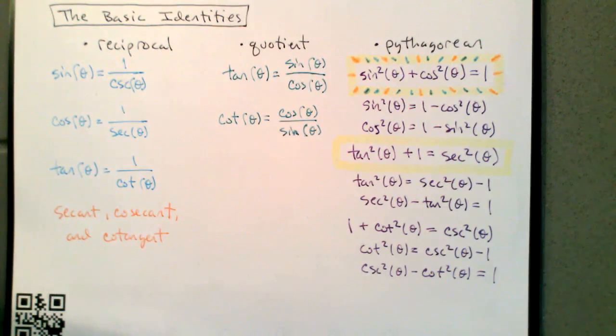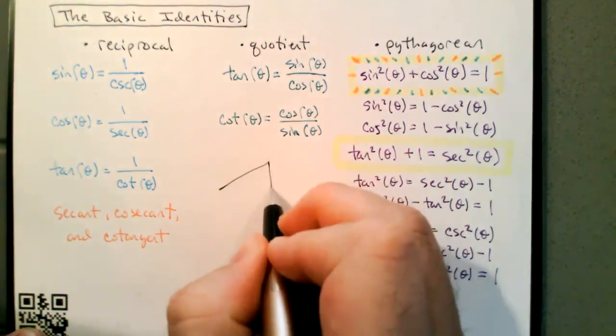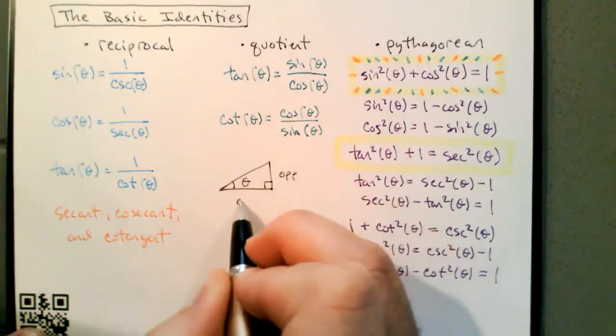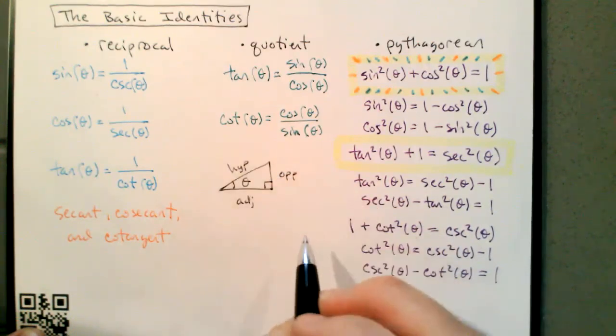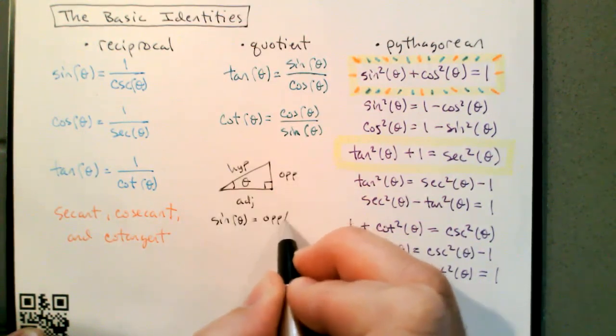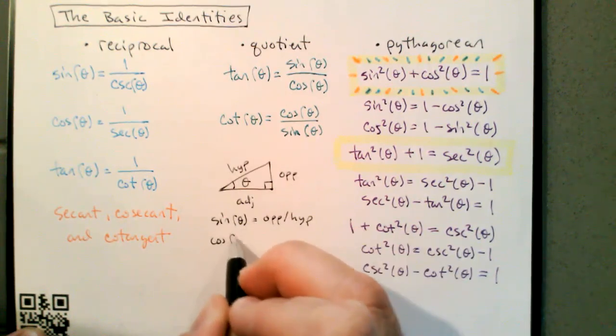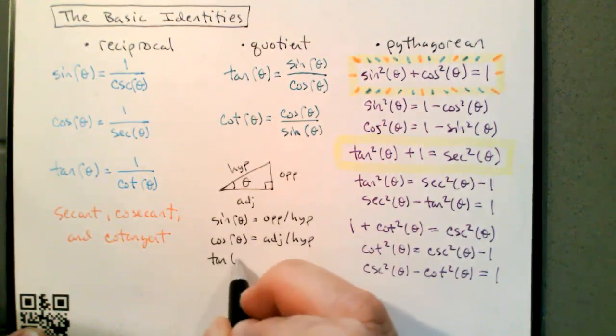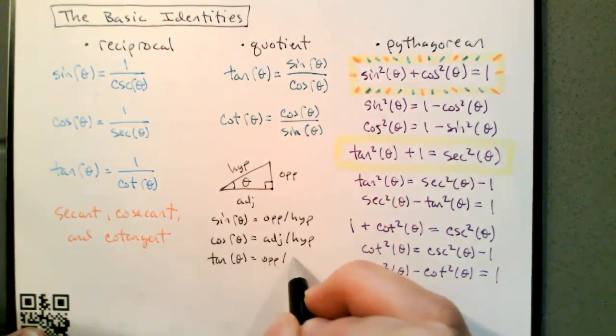All right. Start learning these basic identities. There's only 14 of them. That's hardly anything. And they're all related. Don't forget, a lot of these we defined with opposite, adjacent, and hypotenuse. And that sine of theta was opposite over hypotenuse. Cosine of theta is adjacent over hypotenuse. Tangent of theta is opposite over adjacent.